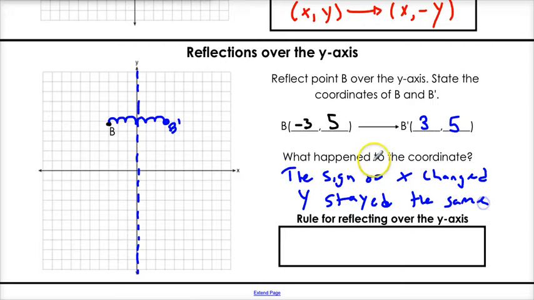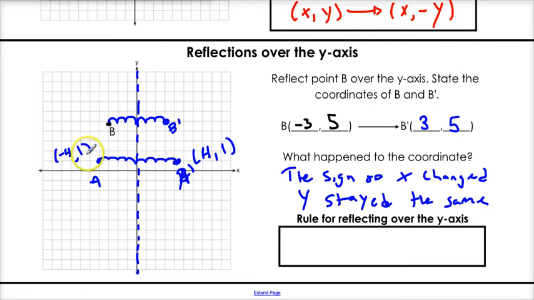And that's going to be true for all reflections over the y-axis. For example, let's say I was over here. We'll call this point A, which is 4 away: 1, 2, 3, 4. So this point is (-4, 1). If I reflected it, it goes 1, 2, 3, 4, and 4 more: 1, 2, 3, 4. It goes here to A prime. Well, that's at (4, 1), positive 4, 1.